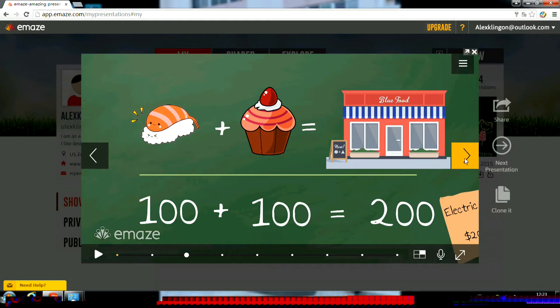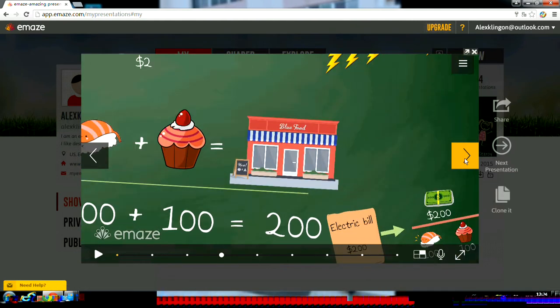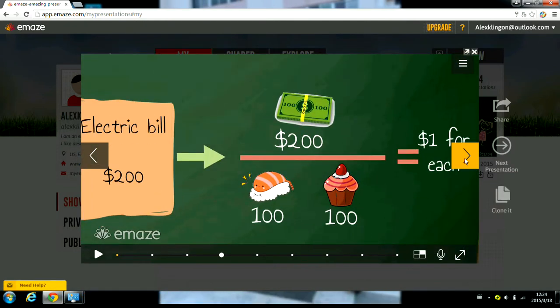What if at the end of the month you have an electric power bill of about $200? How will you divide the electric bills between the cupcakes and sushi? Well, $200 divided by 200 items equals $1 in electric power for each cupcake or sushi sold.